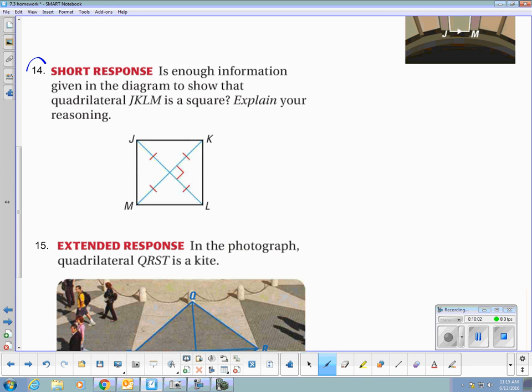In number 14, we're given a diagram, and the question is, is there enough information to say that this is a square? The answer is yes. It's definitely a square, and there's many ways to explain this. But because you recently studied 45, 45, 90 triangles, you will see that each of these triangles is indeed a 45, 45, 90 triangle.